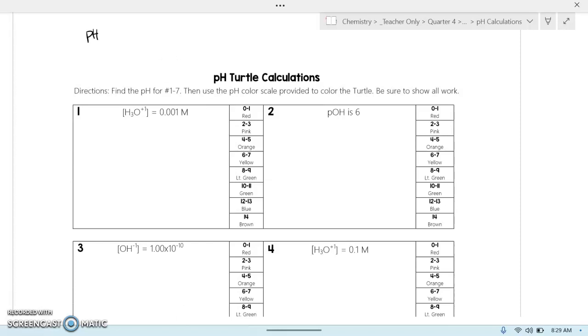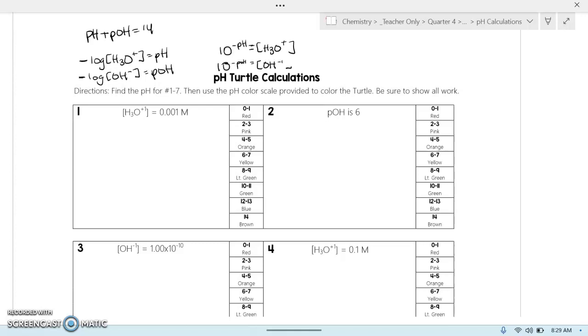So we've got pH plus pOH equals 14. We also have the negative log of our hydronium will give us pH, and vice versa. The negative log of OH will give us pOH. And then our reverse processes, 10 to the negative pH will tell us our hydronium concentration, and 10 to the negative pOH will tell us our hydroxide concentration. All right, we're ready to rock and roll.